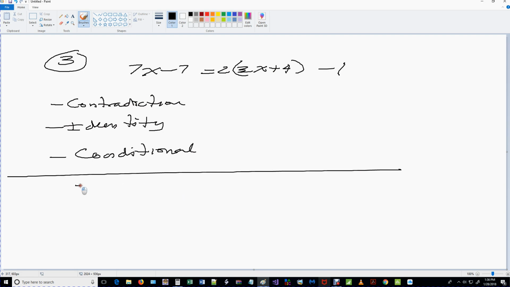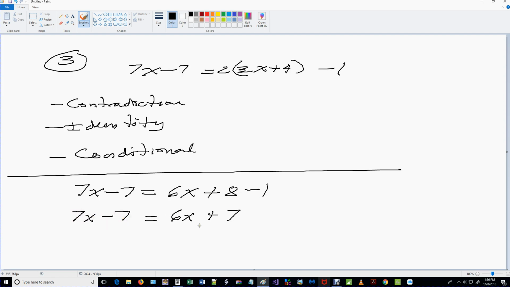So let's write the equation 7x minus 7. On the right hand side, you multiply by 2. So 2 times 3x is 6x. 2 times 4 is 8. And then minus 1. You can actually simplify the right hand side, right? You get 6x, 8 minus 1 is 7. This right here on the left is 7x minus 7.